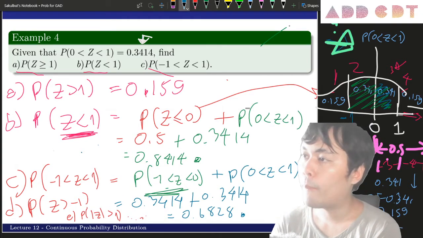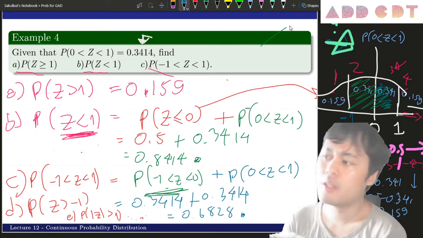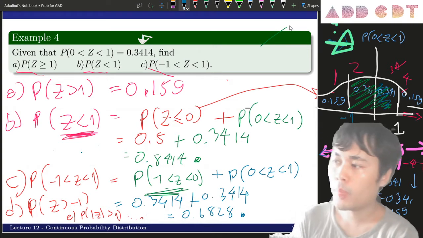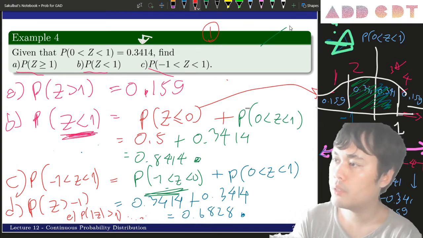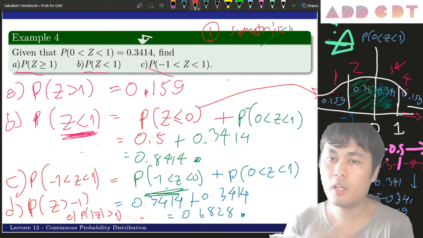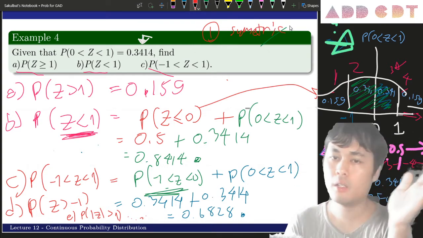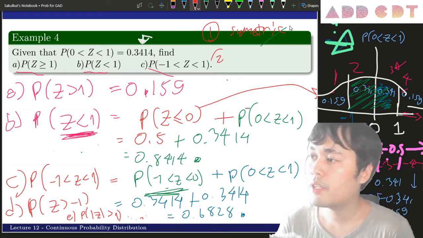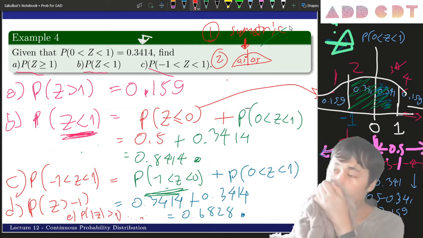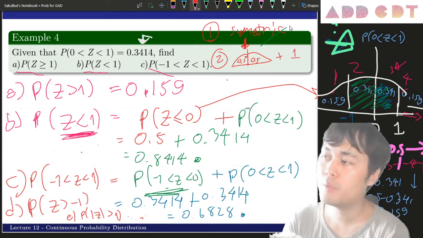So that's why I want to emphasize the two properties that each side has. First, that it is symmetric. So if you know something on the right, you can deduce that to something on the left. And second, this is split into half and half. And that actually comes from the symmetry of the curve, plus the fact that the sum is 1.